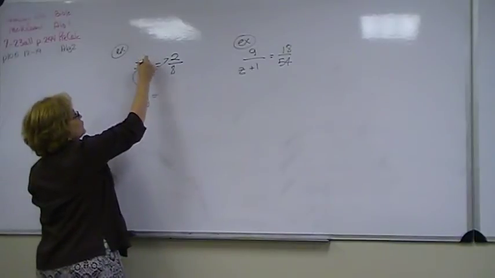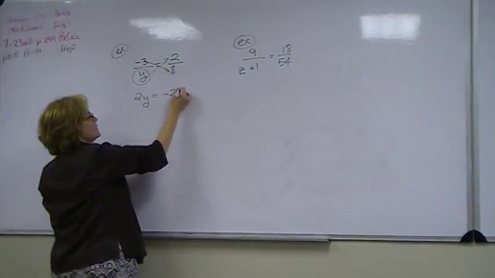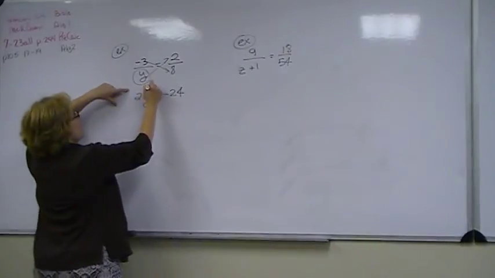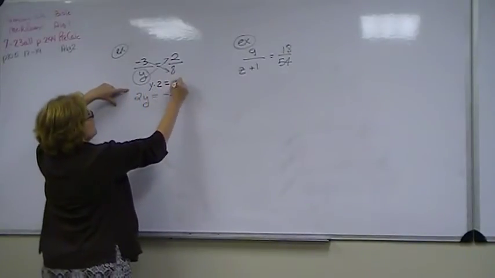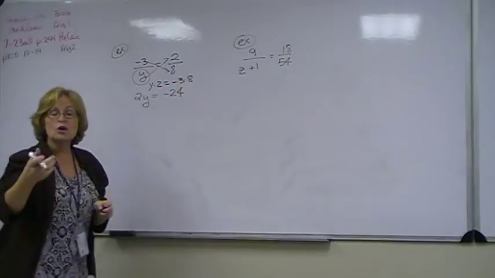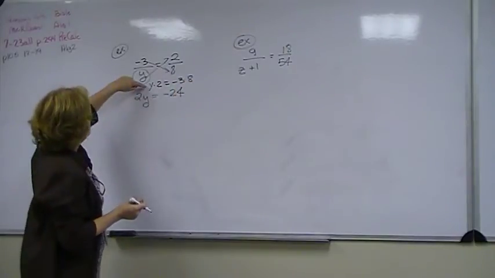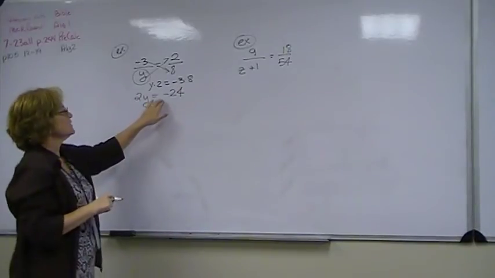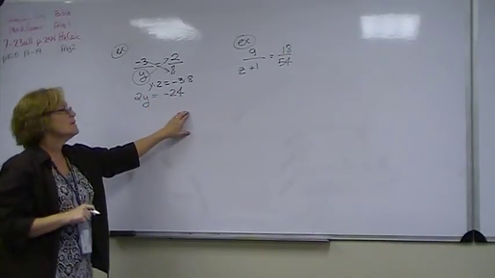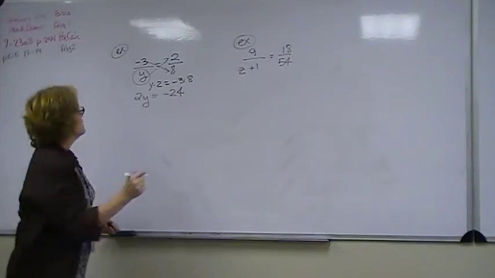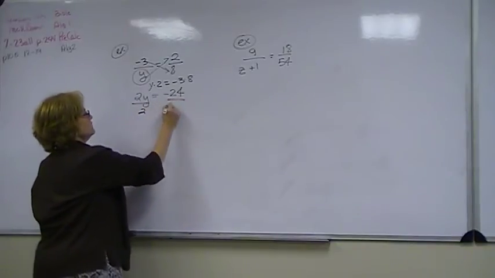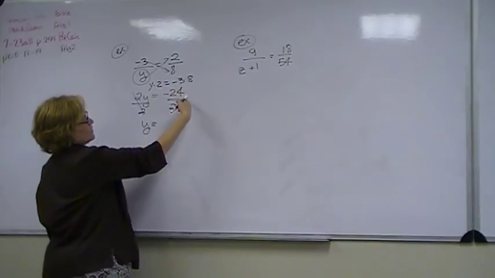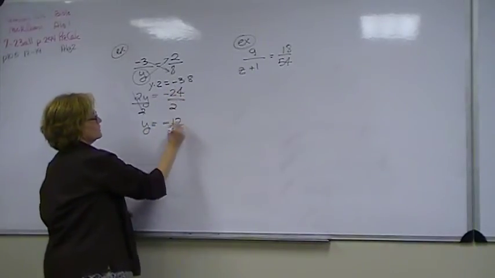So -3 times 8 is -24. There is nothing wrong with going y times 2 is equal to -3 times 8. You can put that step in. And then when I simplify it, that's what I have up here on the board. 2y is equal to -24. How do I solve for y? I divide both sides by 2. And that would give me y is equal to -24 divided by 2 is -12.